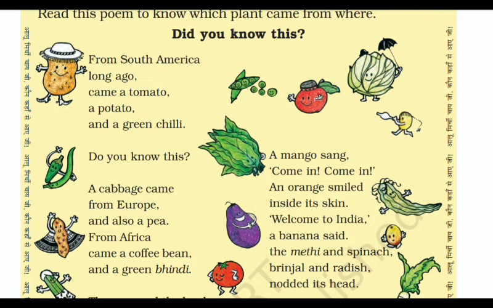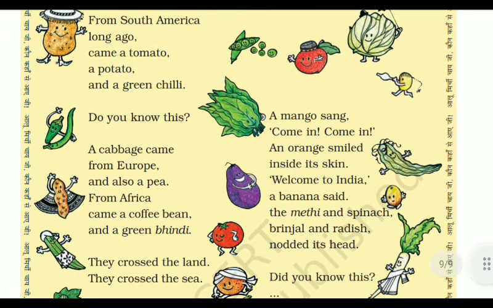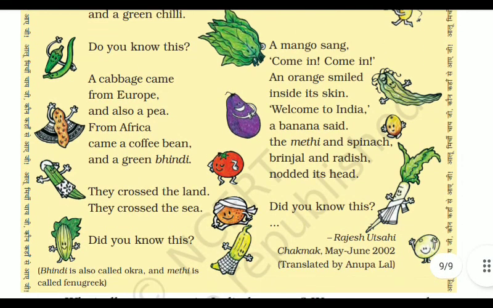From South America long ago came a tomato, a potato, and a green chili. So not only green chili, even tomato and potato are from South America. Do you notice a cabbage came from Europe, and also a pea from Europe.